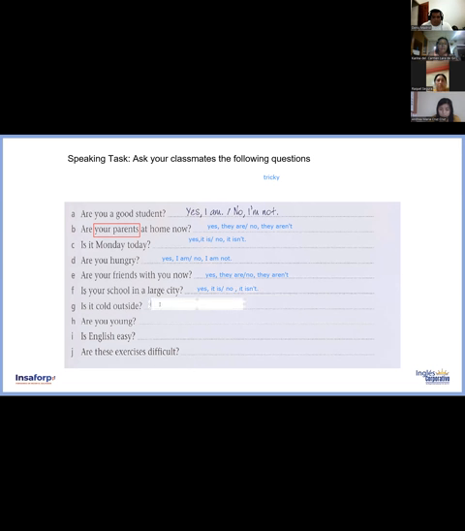Building vocabulary. B. Meaning from context. Oh, okay. Page. Lesson A, building vocabulary. Yes. B, meaning from context. Page 4.